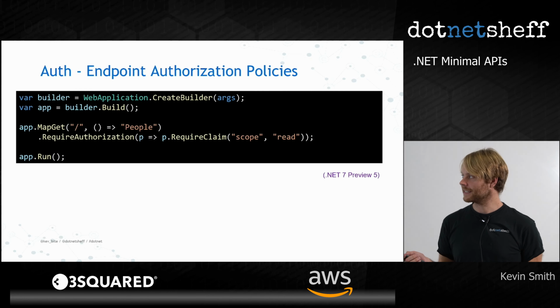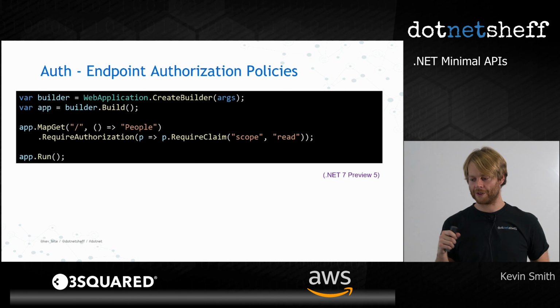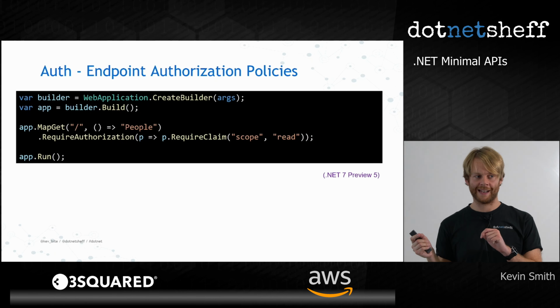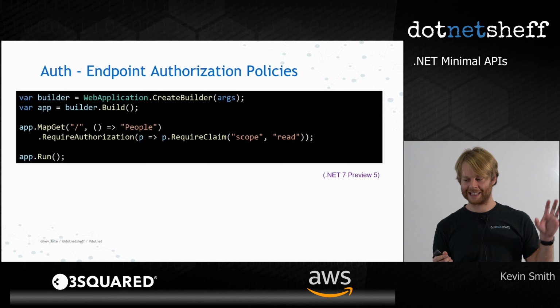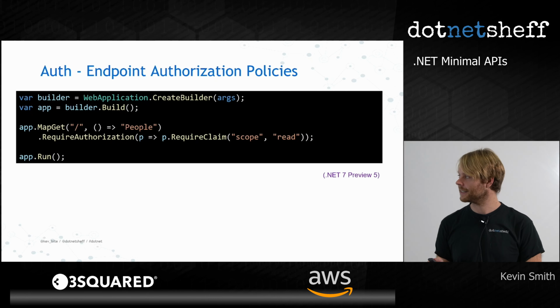And then authorization becomes a lot simpler as well. The recommended way is to use policies inside your controller endpoints for your actions. So you do authorize and the policy name, and then in your startup.cs, you declare a ton of policies. And it's really hard to match them both together, and they're really disconnected.